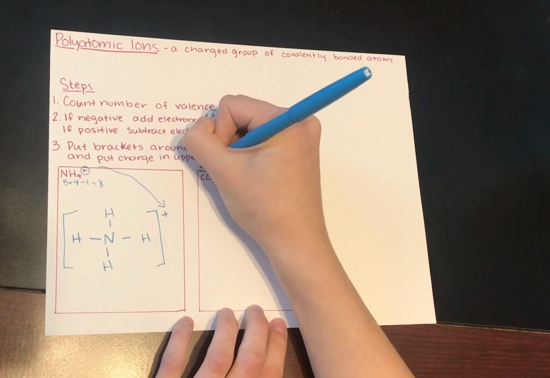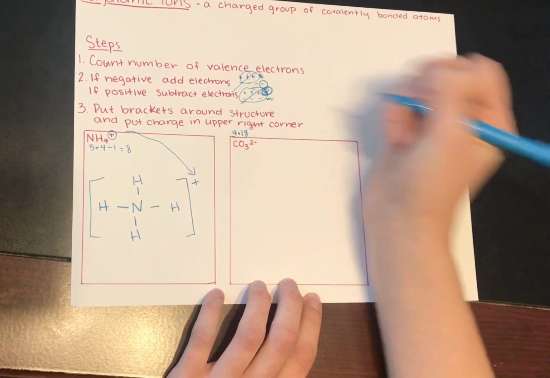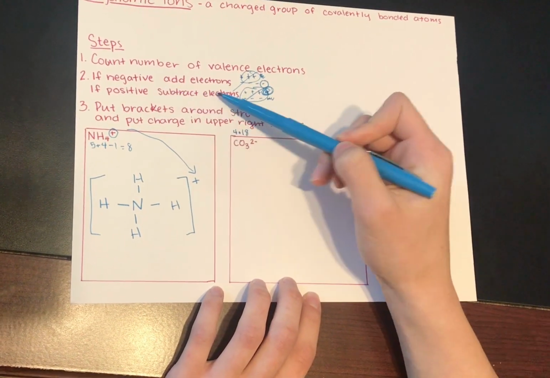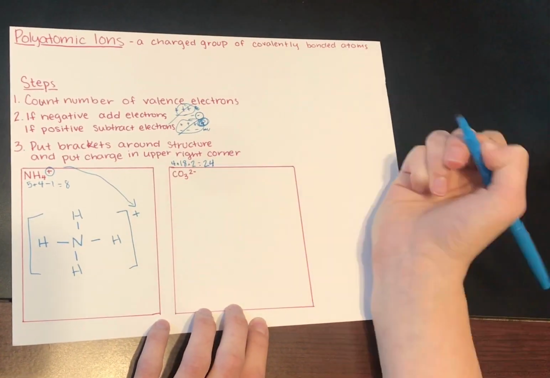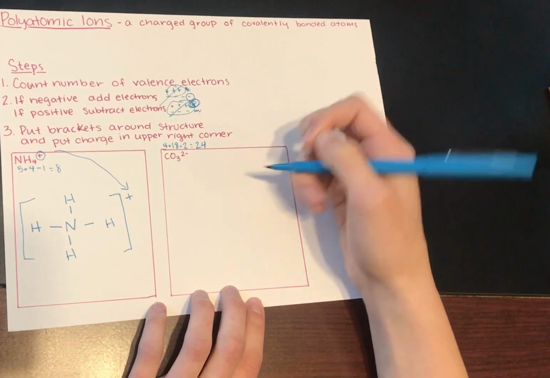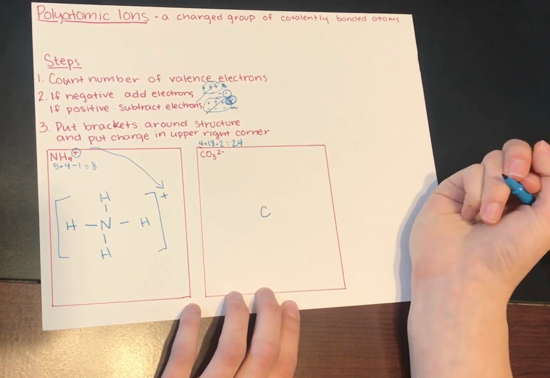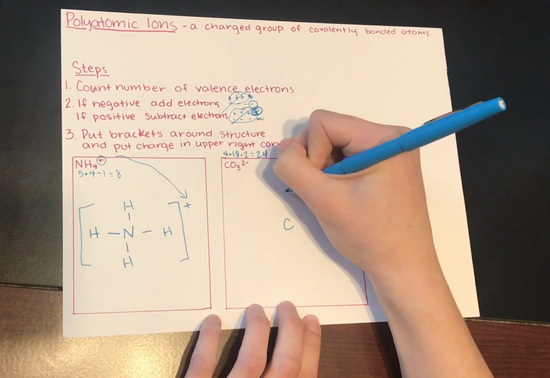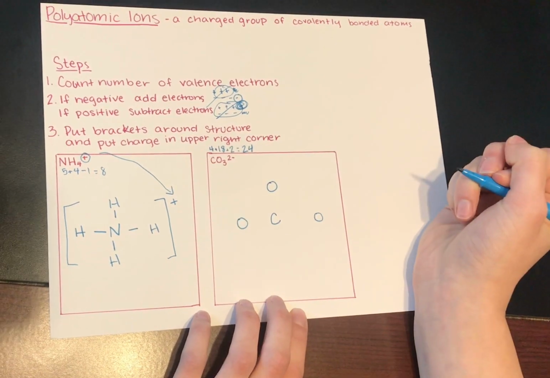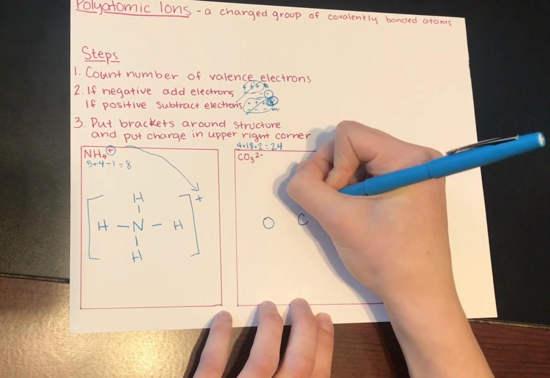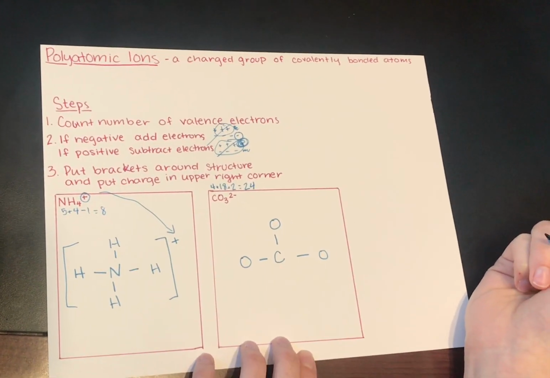Carbon has 4. Each oxygen has 6, so that would make it 18. And then it's negative, so we're going to add electrons. We're going to add 2 electrons, which equals 24. Then we're going to put the least electronegative in the middle. So let's put carbon in the middle because it's less electronegative than oxygen is. And then the 3 oxygens on the outside. Then we're going to connect them with lines, and then add the electrons to the outside.